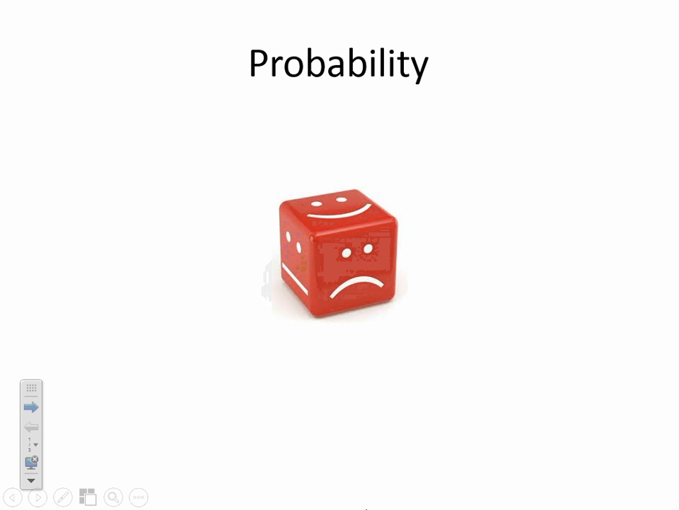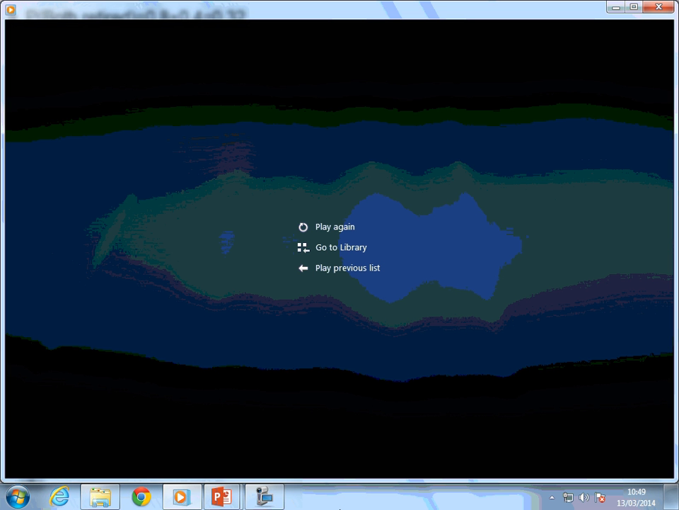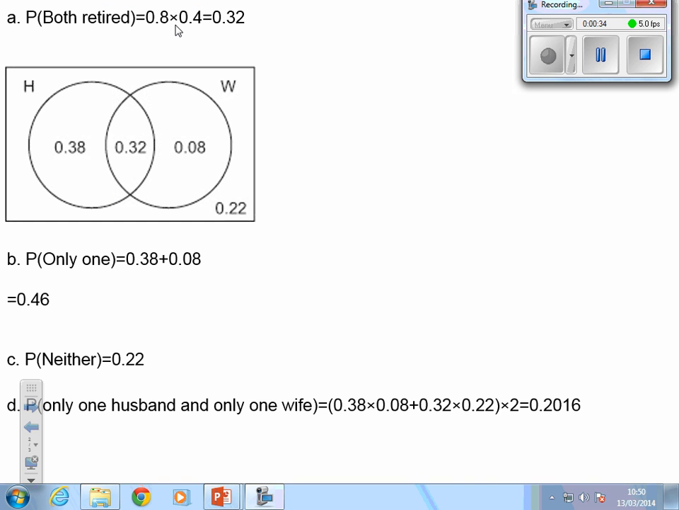Okay, so we're looking at question 10 on the mixed exercise, S1, probability. Now the first part, both retired. I've got a Venn diagram up here, and for both to be retired is the intersection, very straightforward. Good, so for them to be both retired, we simply multiply the probability because we want both the husband and the wife. That's just 0.8 times 0.4.